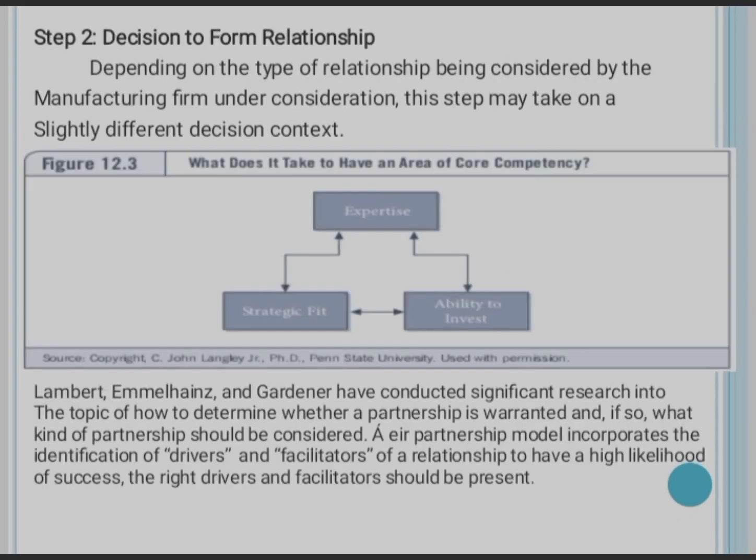Step 2. Decision to form relationship. Depending on the type of relationship being considered by the manufacturing firm under consideration, this step may take on a slightly different decision context. Figure 12.3. What does it take to have an area of core competency? As you can see in this figure, na siya tulo: expertise, strategic fit, ability to invest.